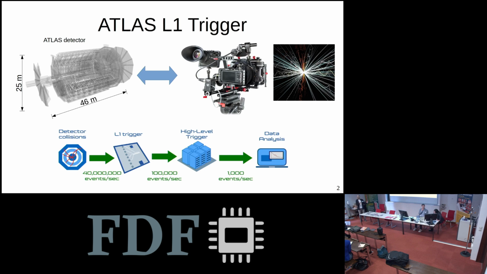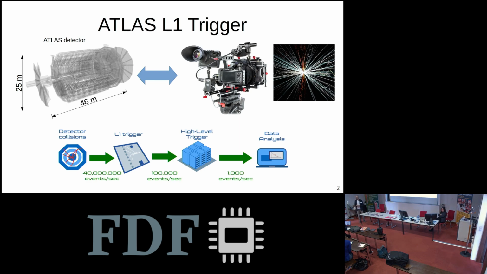Ideally, we would take everything and give it to the physicists to analyze, but we cannot really, because the downstream systems cannot handle that much information. So the trigger's job is to select the most interesting events, the most interesting pictures, and throw away everything else. It must be reduced from 40 million pictures per second to around 1,000 pictures per second.